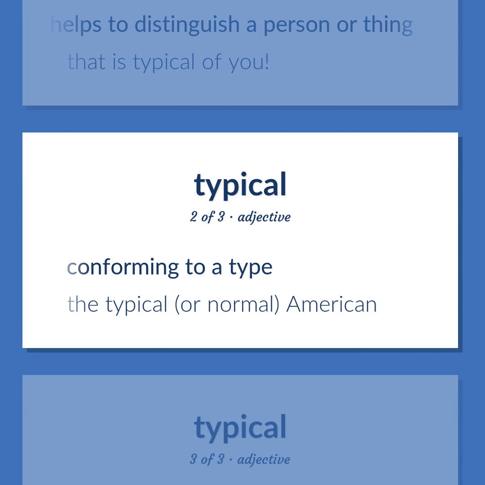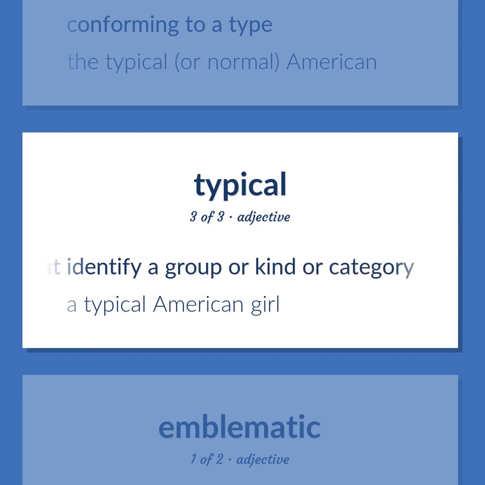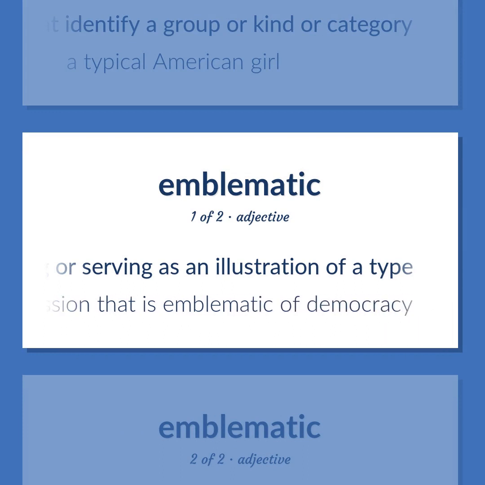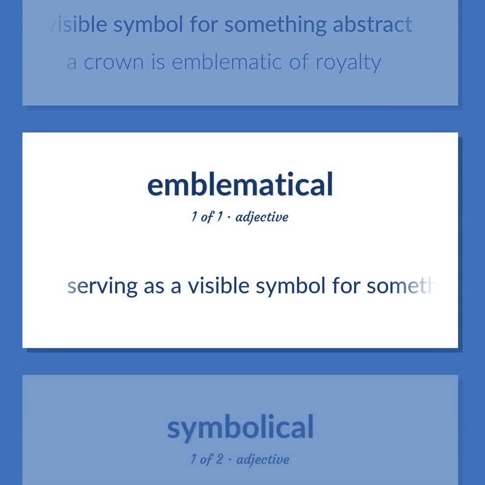Conforming to a type. The typical, or normal, American. Exhibiting the qualities or characteristics that identify a group or kind or category. A typical American girl. Being or serving as an illustration of a type. The free discussion that is emblematic of democracy. Serving as a visible symbol for something abstract. A crown as emblematic of royalty.